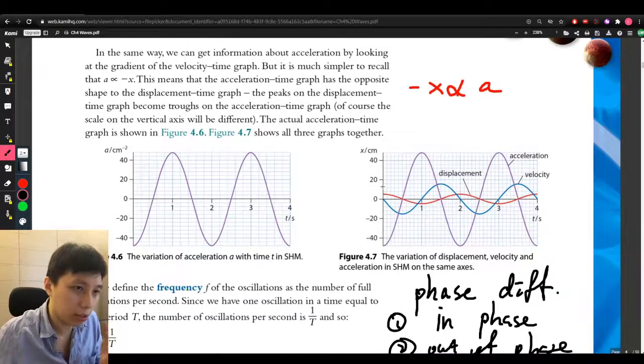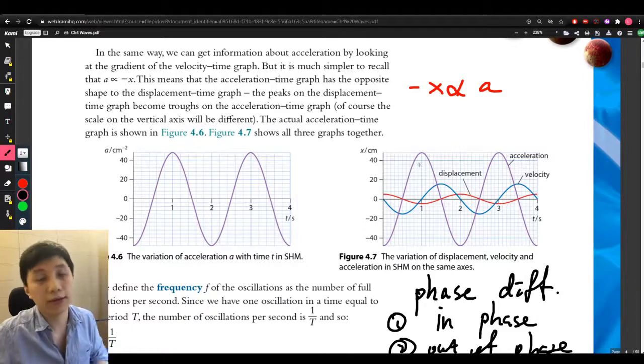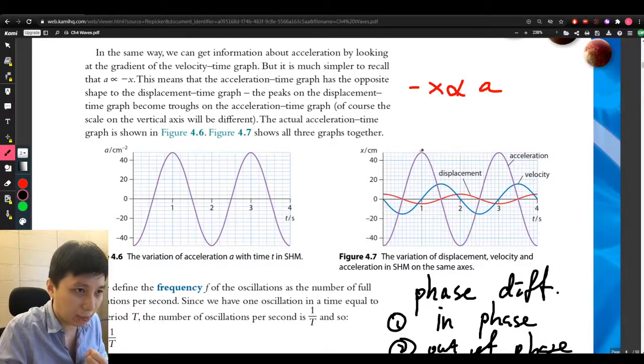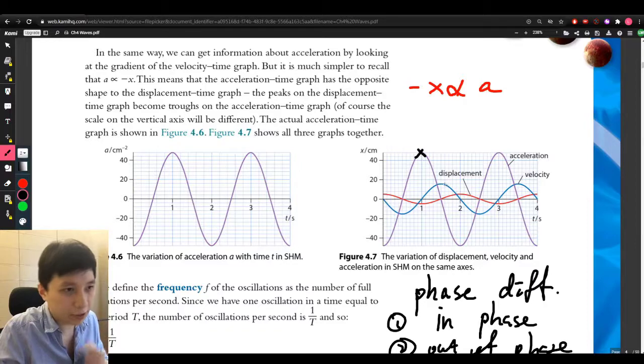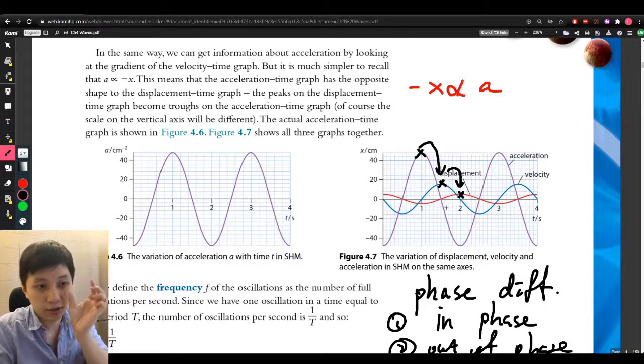So back to this graph. Again, this is a super nice graph that describes SHM, and we have acceleration, velocity, and displacement. If you try to pick a certain point for comparison, for example, the peak of acceleration, the peak of velocity, and the peak of displacement, you can see that it's always leading: acceleration leading the velocity, velocity leading the displacement by a certain phase difference.